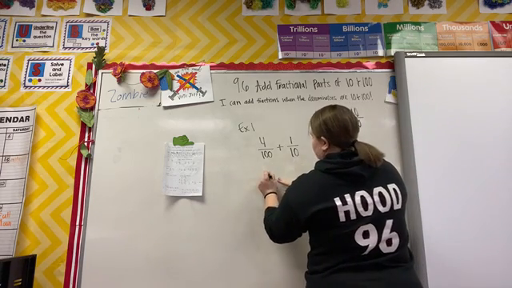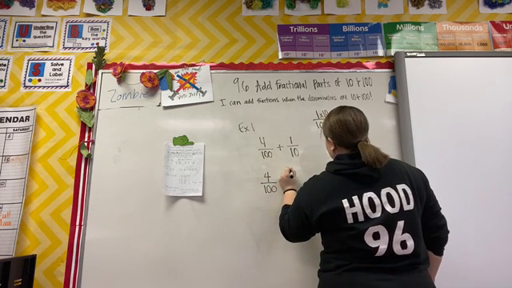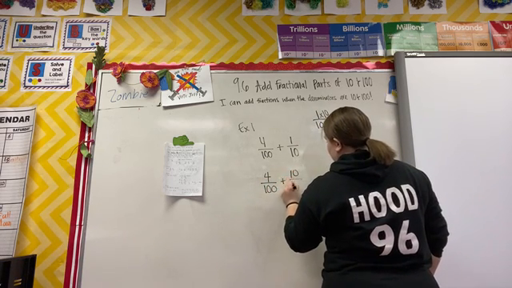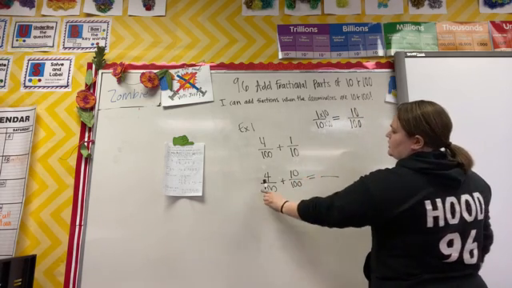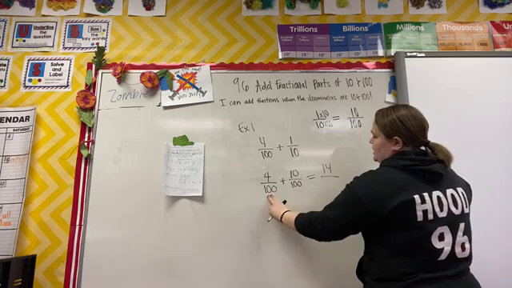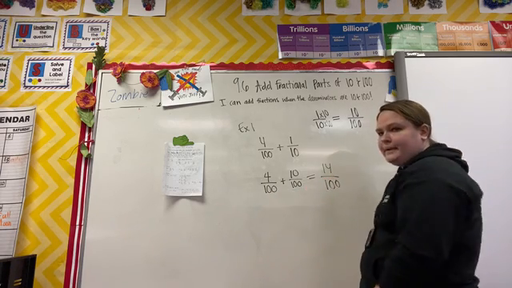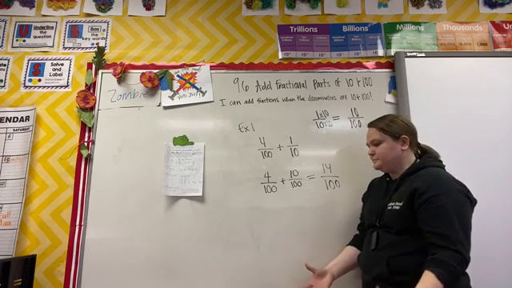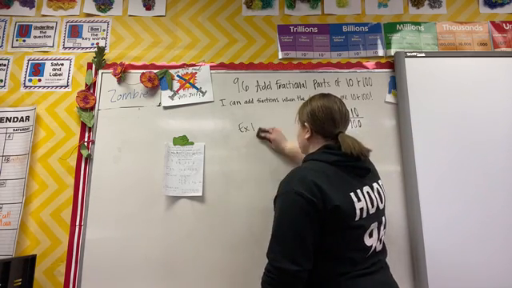So now I can go over here and rewrite it. 4/100 plus 10/100 equals what? 4 plus 10 is 14, and 100 just stays the same. Okay? That's all you do. Let's look at it if it was a decimal.